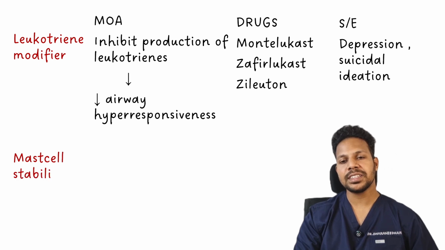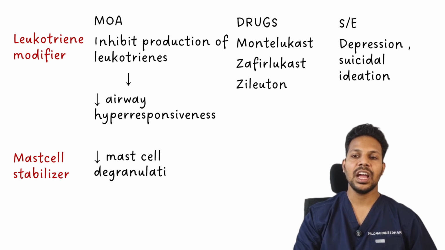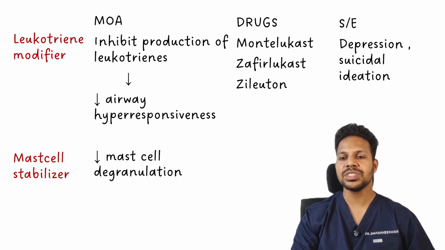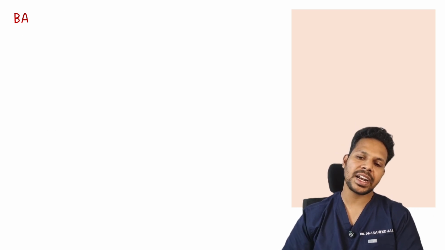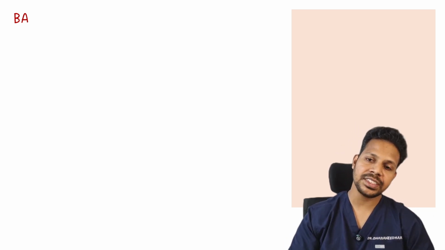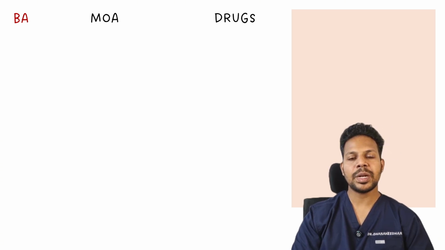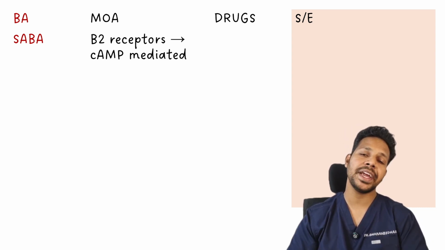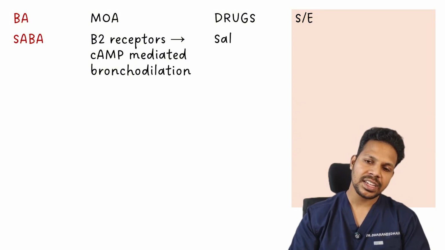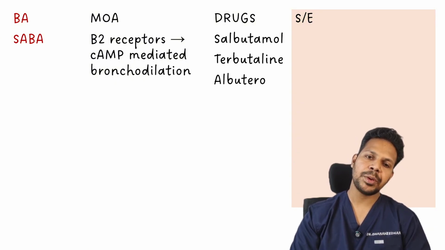Then we have the mast cell stabilizers. These drugs will reduce the mast cell degranulation, and the common drug that we use is cromolyn sodium. Then we have bronchodilators. The bronchodilators that we commonly use are short-acting or long-acting beta agonists and muscarinic antagonists. The short-acting beta agonists are salbutamol, terbutaline, and albuterol. The mechanism of action is beta 2 receptor activation, which will result in cyclic AMP mediated bronchodilation.